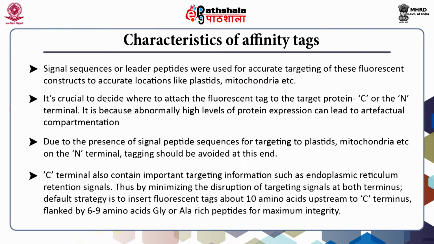The C-terminal also contains important targeting information such as endoplasmic reticulum retention signals. So, by minimizing the disruption of targeting signals at both termini, the default strategy is to insert the fluorescent tag about 10 amino acids upstream of the C-terminus, flanked by 6 to 9 amino acid, glycine and alanine rich peptides, for maximum integrity.